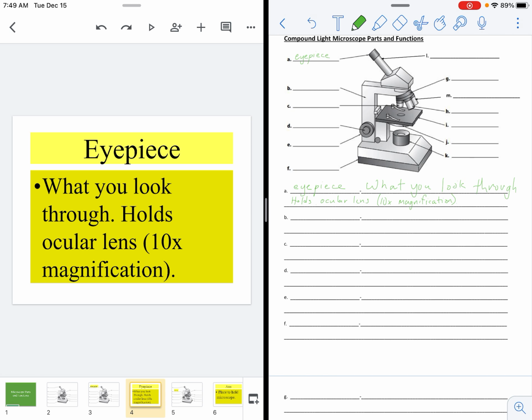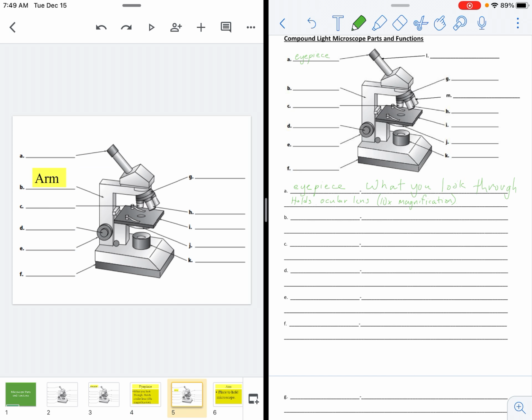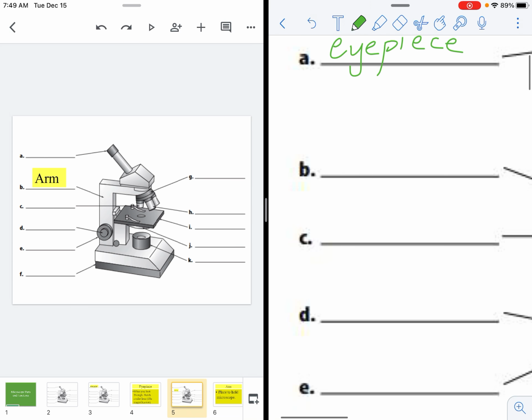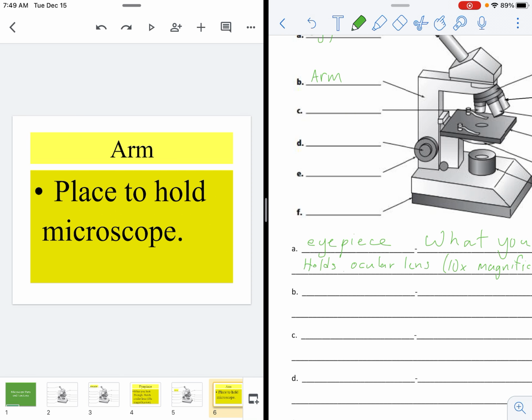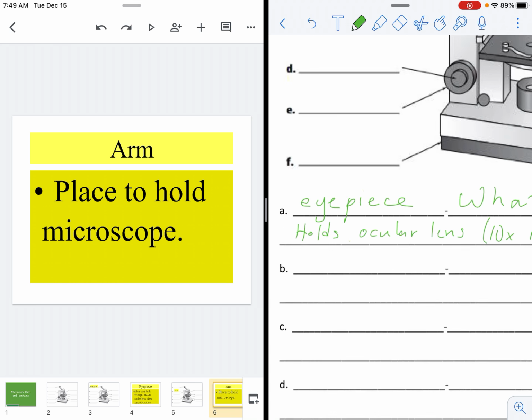So that's what we're going to be doing, is we're just going to be filling in the parts and their functions. And we're going to do the first half of them today. The other half we'll do tomorrow. Letter B is called the arm. And so our function for an arm is, that's going to be one of the places you're going to hold on to the microscope when you're carrying it.